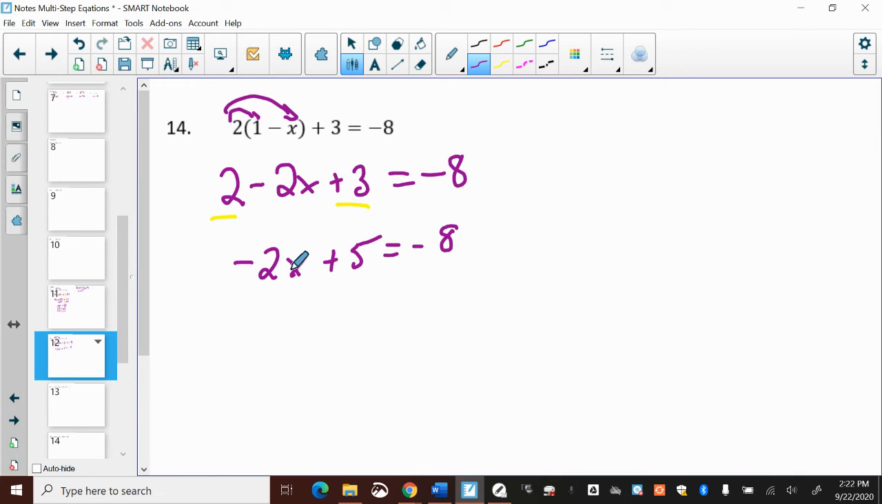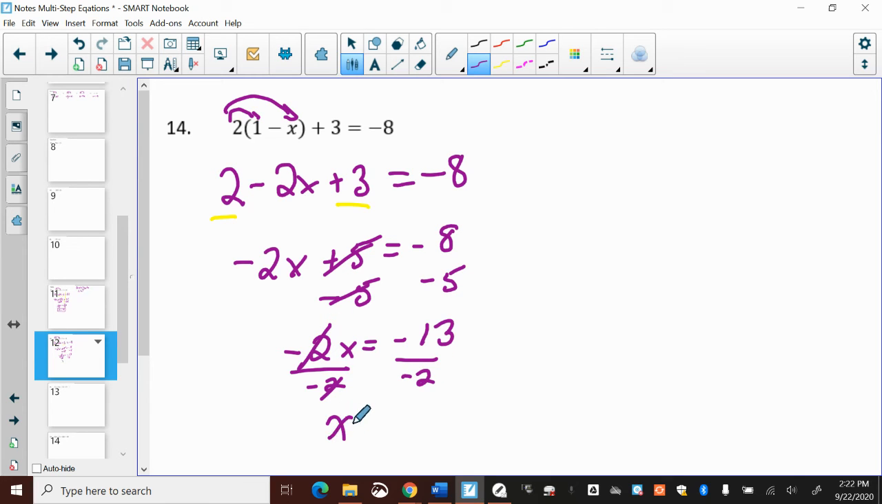Now as we start moving things to the other side of the equals, we need to use our inverse operations. Subtracting 5. And we get negative 13. Divide by negative 2. These guys cancel. That's going to get us a plus because a negative divided by a negative is a positive, and 13 divided by 2 is 6.5.